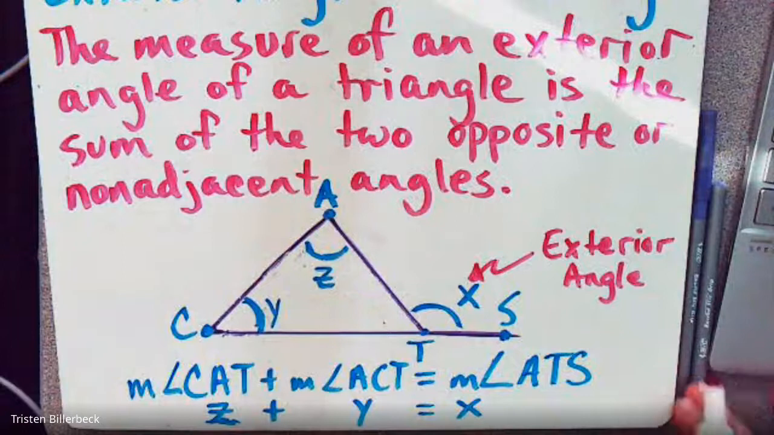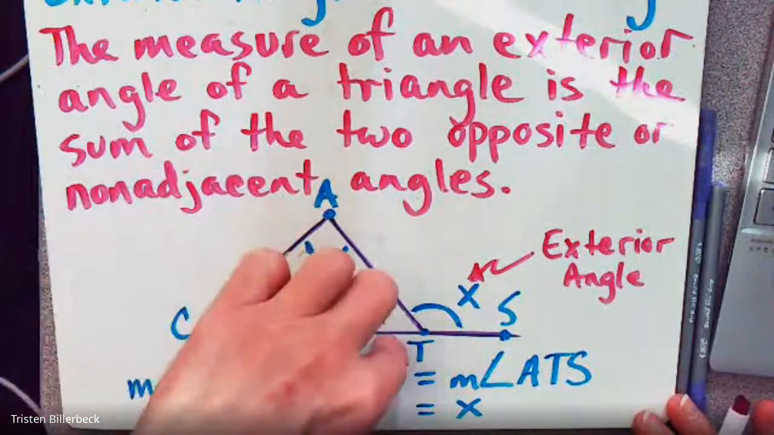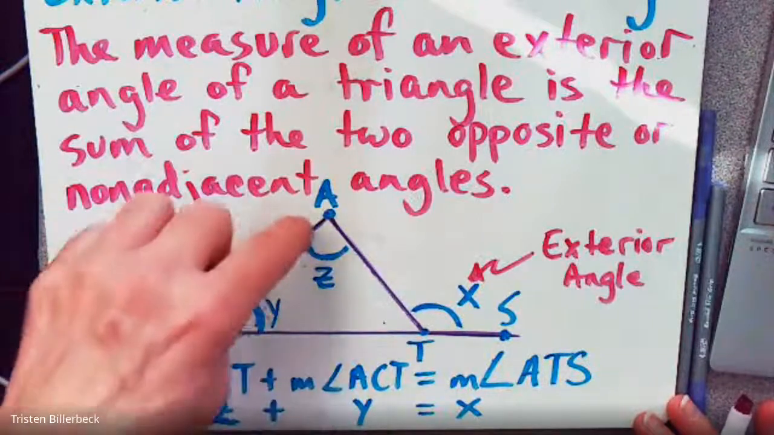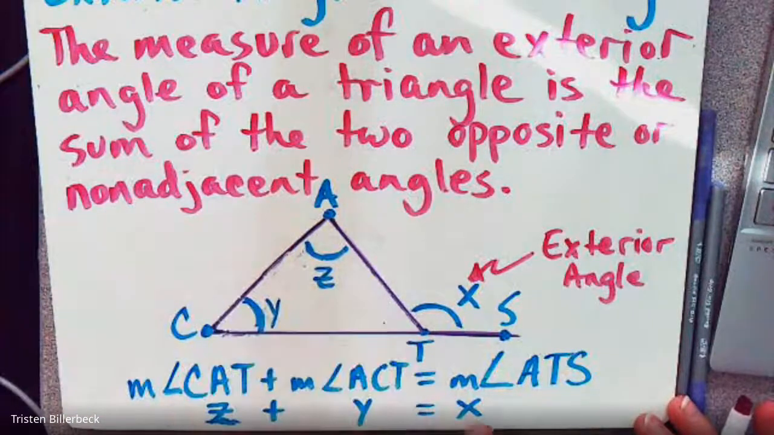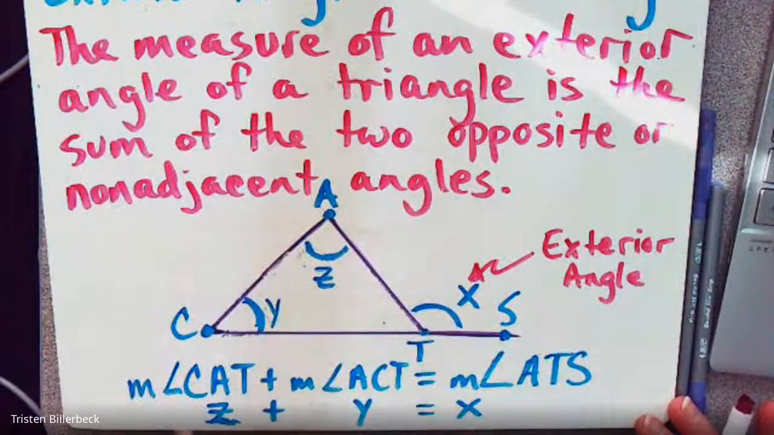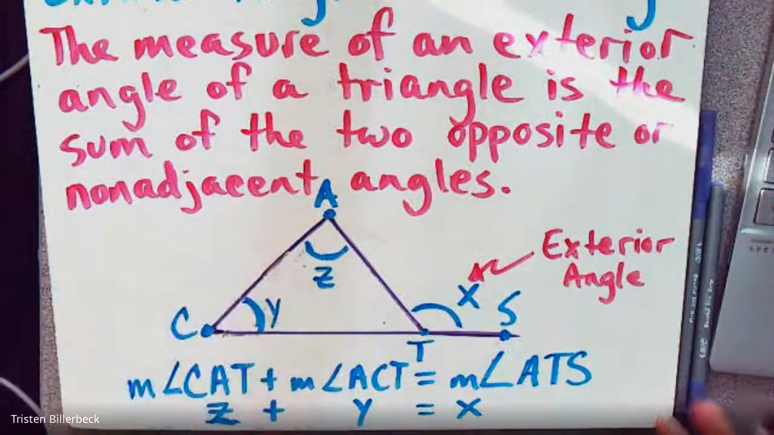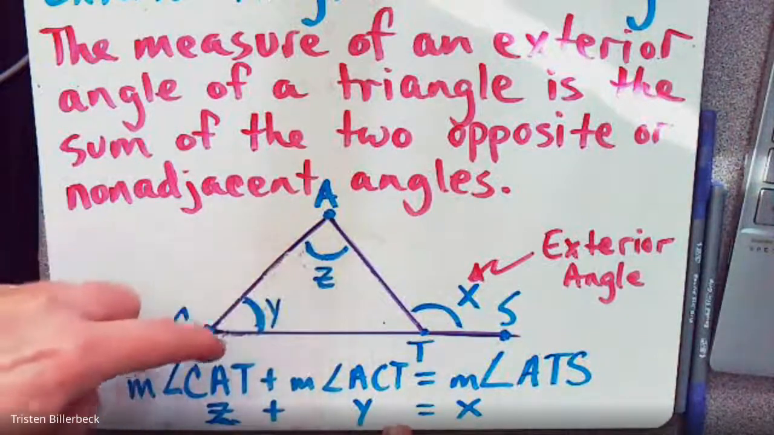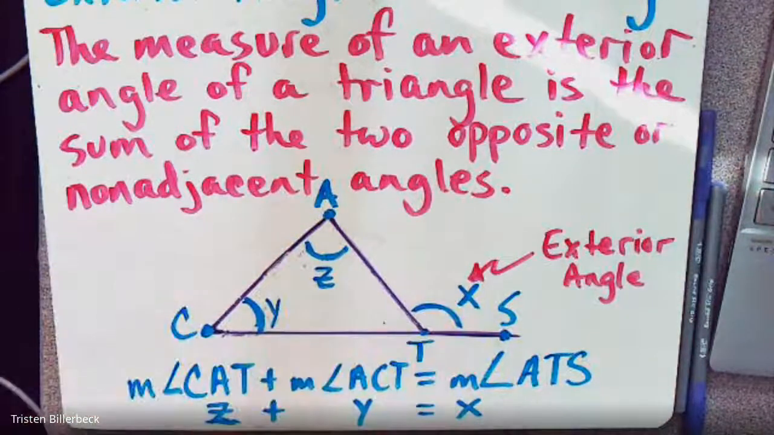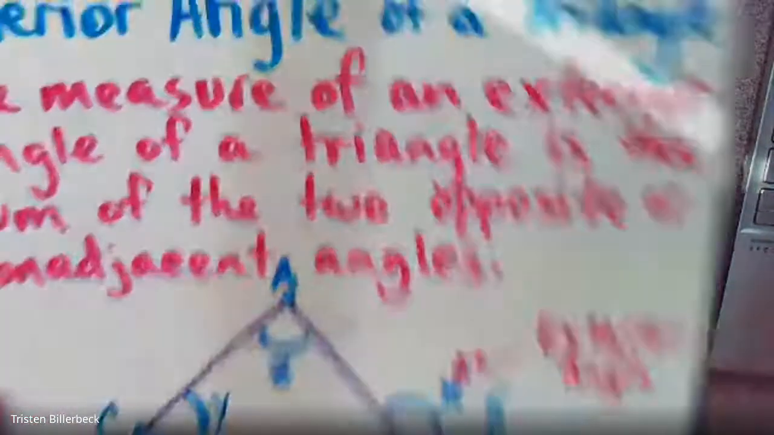That means that the measure of CAT plus the measure of ACT equals the measure of ATS, otherwise known as Z plus Y. So Z plus Y equals X. There we have it, the exterior angle theorem.